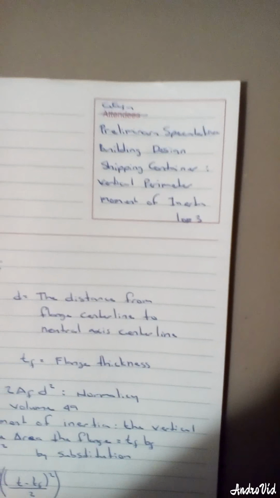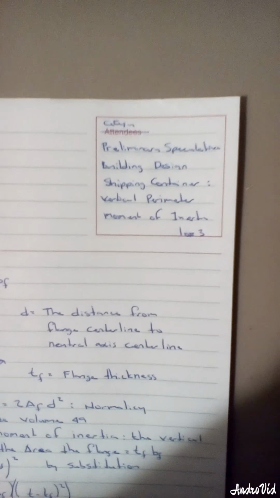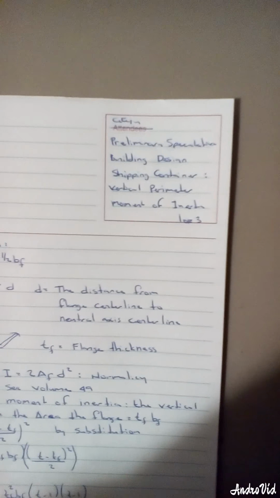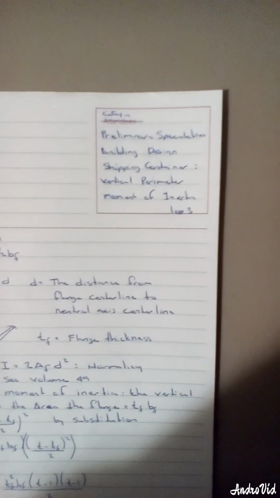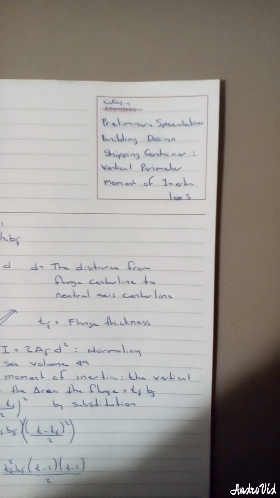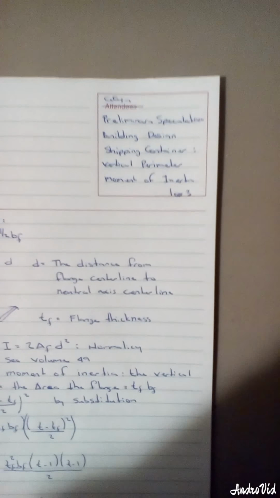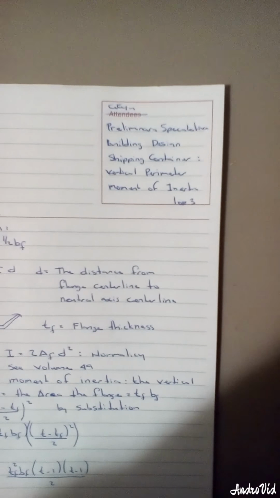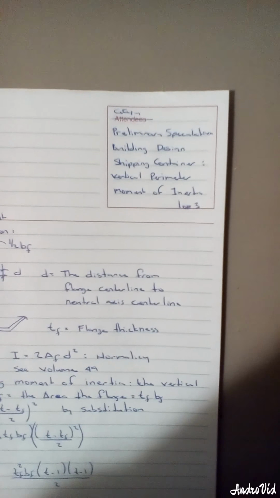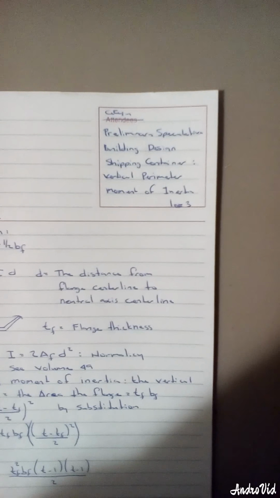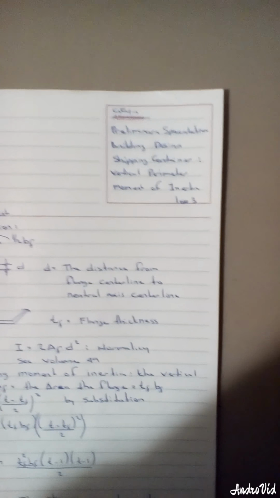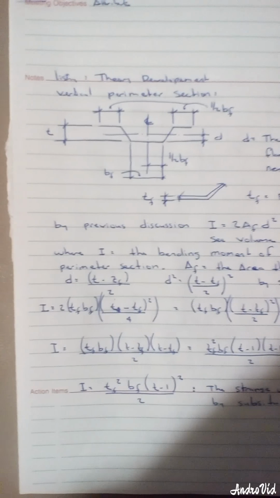So this is the condition here. This is the preliminary speculative building design, shipping container, vertical perimeter, moment of inertia. And this consideration in the shipping container, vertical perimeter, and the shipping container design as far as the response spectral condition occurs on 3 of 3 pages, but this moment of inertia portion is page 1 of 3. And so then we come down here, this is, as we know, the theory development, and we'll go ahead and talk about this.